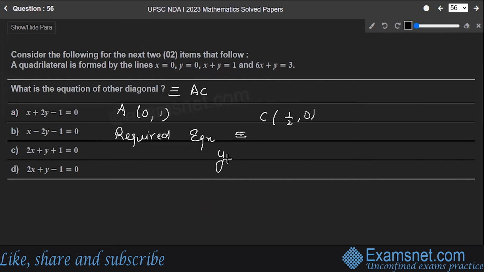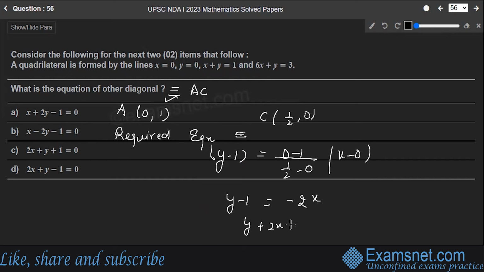given by y minus 1, I'm considering this point, is equal to (0 minus 1) upon (1 by 2 minus 0) times (x minus 0). So y minus 1 is equal to minus 2x, or y plus 2x minus 1 is equal to 0, or 2x plus y minus 1 is equal to 0. 2x plus y minus 1 is equal to 0 is option D. Hope you understood. Let's move to the next question.